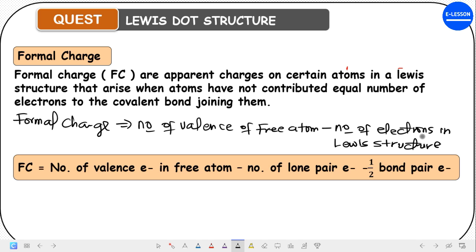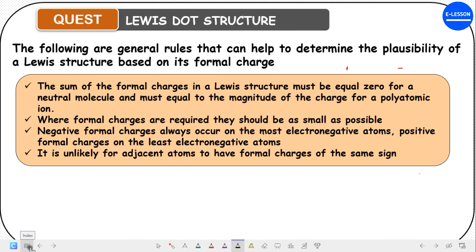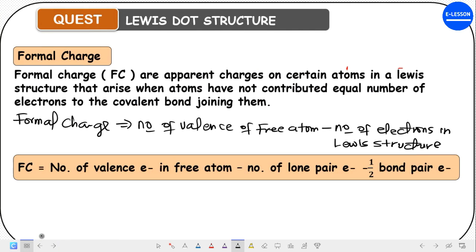And the Lewis structure that is more stable is the one whose formal charge is minimal. Is that okay? Is minimal. Now, we said the formal charge can also be calculated using the formula: number of valence electrons in a free atom minus the number of lone pairs of electrons minus half of bond pairs of electrons. These two formulas are the same. Formal charge is the number of valence electrons in the free atom minus the number of lone pairs of electrons minus half bond pairs of electrons.